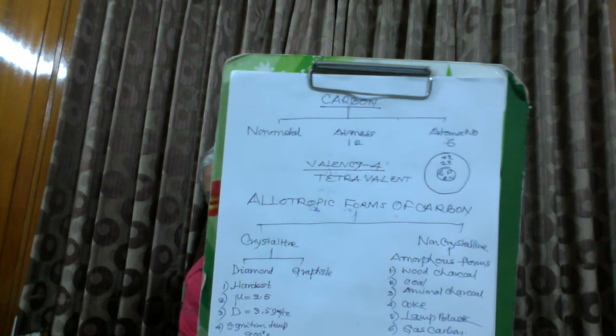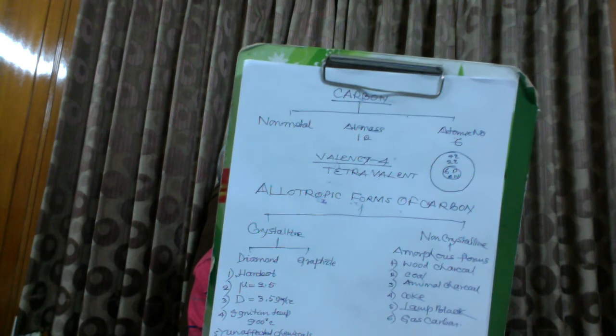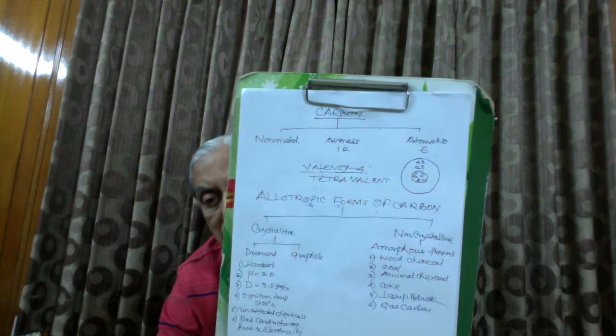Then coming to the allotropic modifications of carbon. Carbon exhibits a number of allotropic forms. All these allotropic forms are broadly classified under 2 groups. One is crystalline form of carbon and another is non-crystalline form of carbon. Non-crystalline form of carbon is also called amorphous carbon. Amorphous is a Latin term meaning no form.